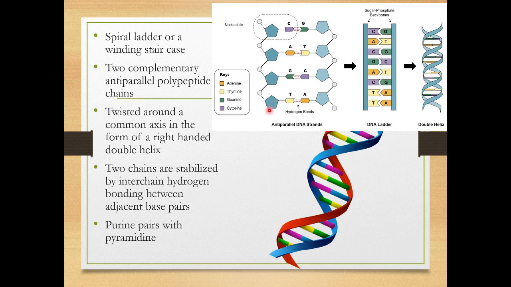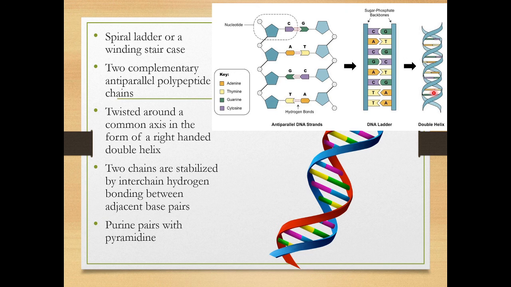Here it is 3', the first carbon atom of the sugar, first, second and third. And this is the fifth carbon, 5', opposite. Here it is 1, 2, 3, 3' and here it is 5'. So they are in opposite directions, hence two complementary antiparallel chains. Twisted around a common axis, it forms a double helix in the form of a right-handed double helix. This structure is called B-DNA.